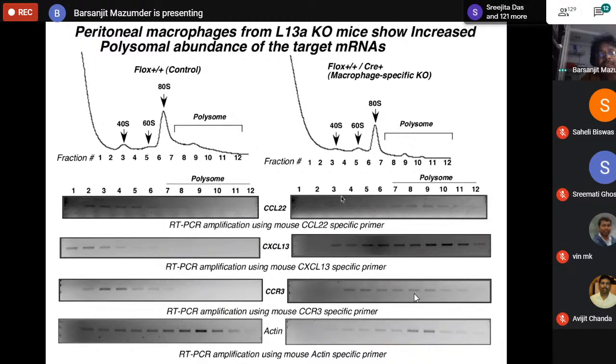However, when L13A is gone in macrophages, in the macrophage-specific knockout mouse, you can see these mRNAs are now more in the actively translating fraction in the polyribosome. So their relative abundance is also very high, and that might contribute to this over-inflammation.